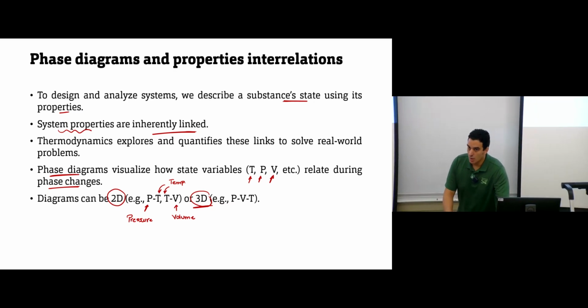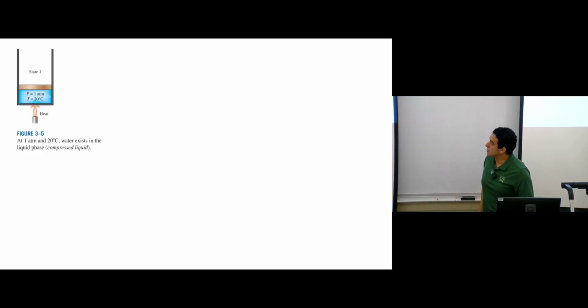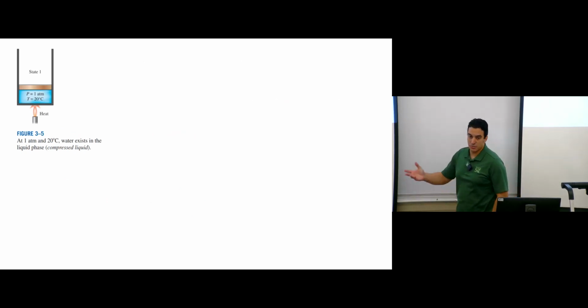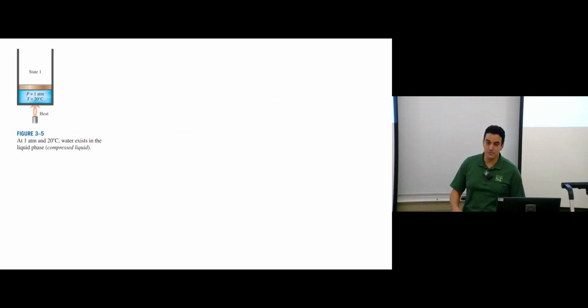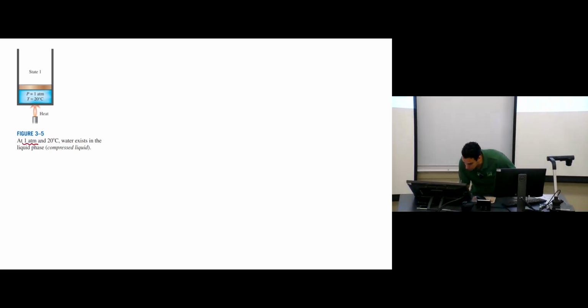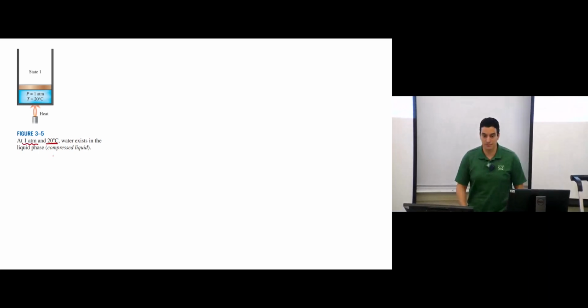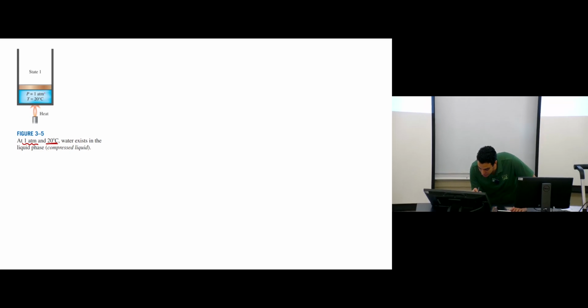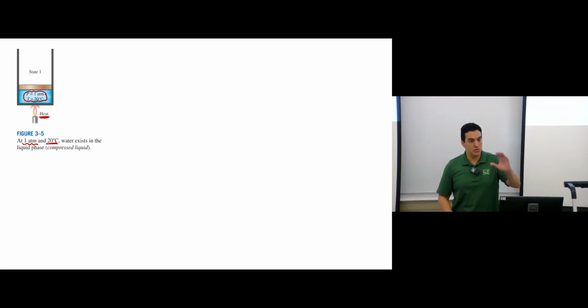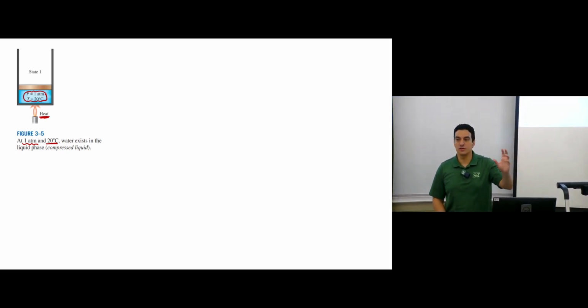Okay. Let's start the phase change process. Let's consider water, for example. We know that if we have water at atmospheric pressure and at 20 degrees Celsius, let's say we contain this water in a piston here, and we start to supply heat to this water. So the initial state is water, 1 atmosphere, 20 degrees Celsius.